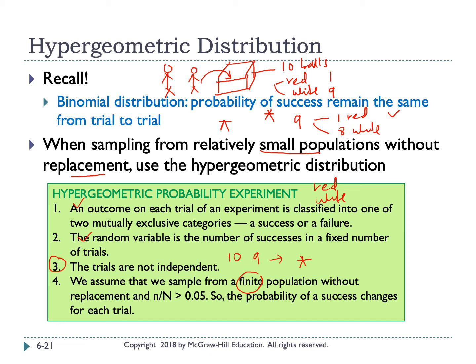This is another requirement or characteristic: the sample size divided by the population size should be bigger than 0.05. This is the technical characteristic of the hypergeometric. So the probability of success changes for each trial. You know that the pi will keep changing because your total population will also change.